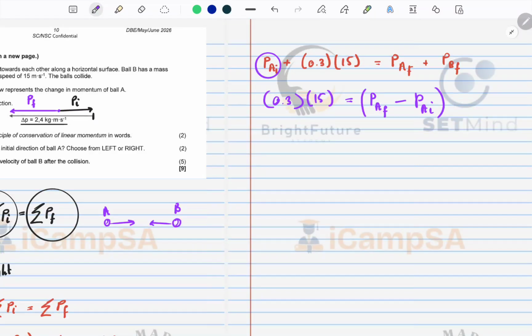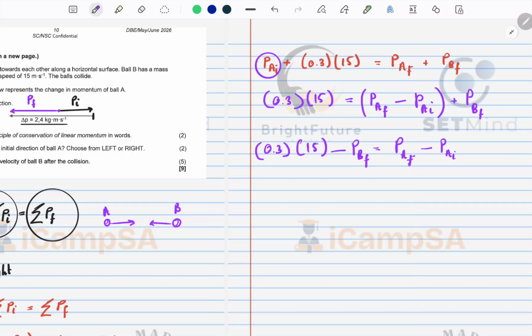Or we can take this PPF to the other side also. Let's just take it on the next line. So we're going to have 0.3(15 minus PPF) equals PAF minus PAI. So now this one is the change in momentum.